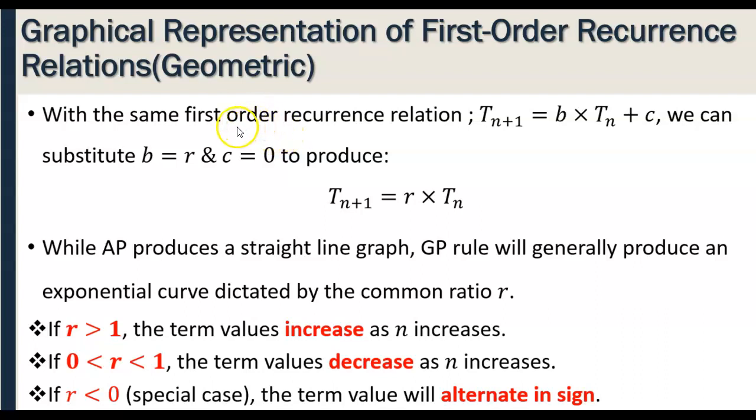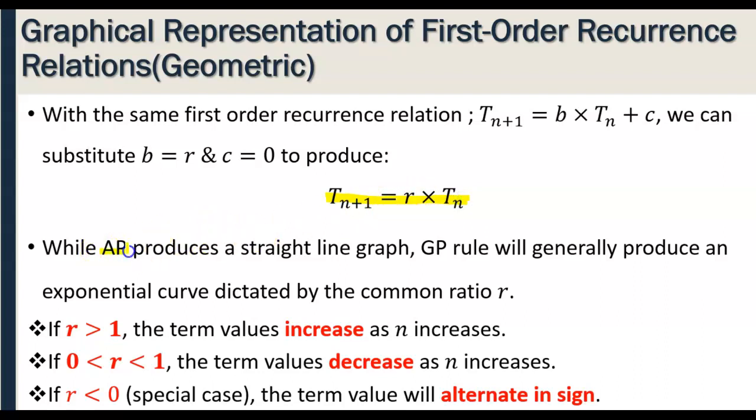Now let's look at the same form of the first order recurrence relation. When is it actually becoming a geometric progression? When your R value, the common ratio, is the same as your B, and the C value equals 0 here. That is when you have a geometric progression in the form of a recurrence relation or difference equation.